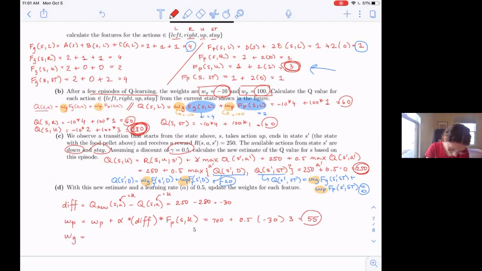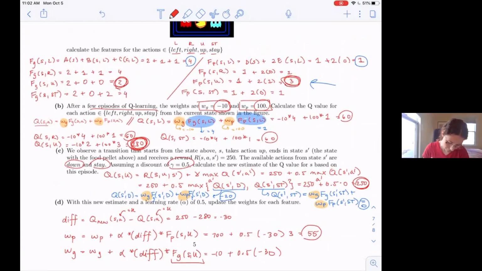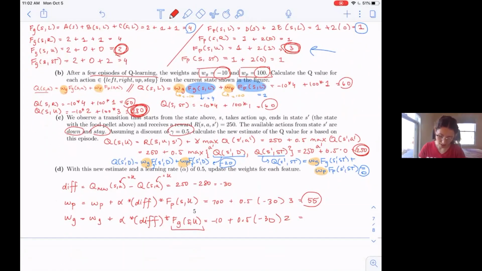What about WG? It's going to be the same process. It's going to be WG plus our learning rate alpha times the difference times now our feature FG of S, U. What was our old weight? It was minus 10 plus 0.5 times minus 30, which is our difference between the old Q value and our new Q value. And then what is the feature value of state S, action U for FG? It's going to be equal to 2. So times 2. And if we multiply and add this all together, we get minus 40.